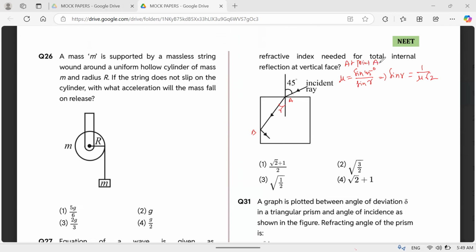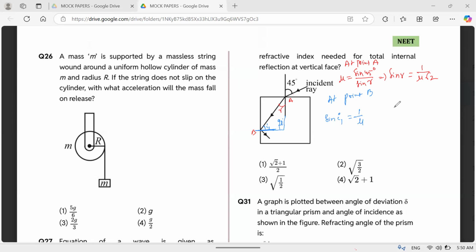Now come to the point B. At point B, this will be the normal. The ray of light is incident here and this will be reflected here. If I complete this relation, this will be equal to 90. This is R. This I don't know, so I'm taking this one as I1. Now at point B for the TIR condition, the critical angle condition, I can write sin of C, I1, is equal to 1 by mu.